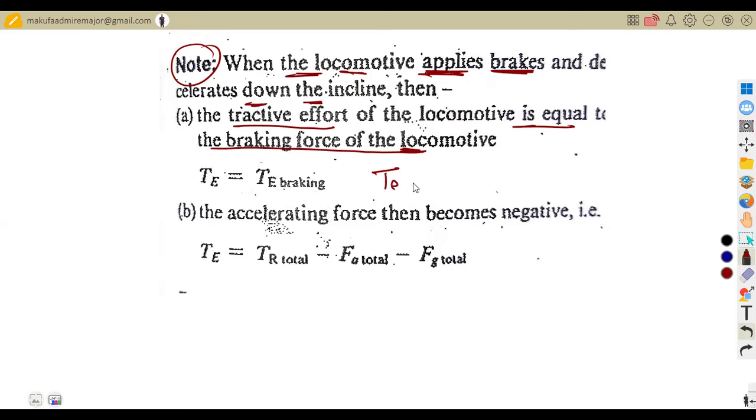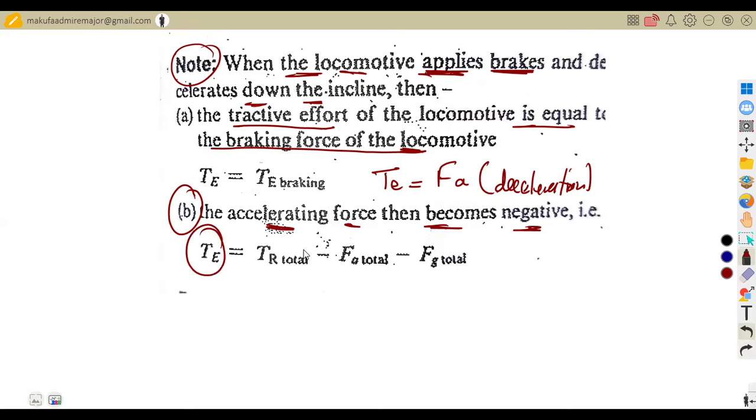So in actual sense, the tractive force is equal to the FA, which, instead of being the accelerating force, will be the braking force. It will be a deceleration. There's a deceleration there. But now the accelerating force then becomes negative.